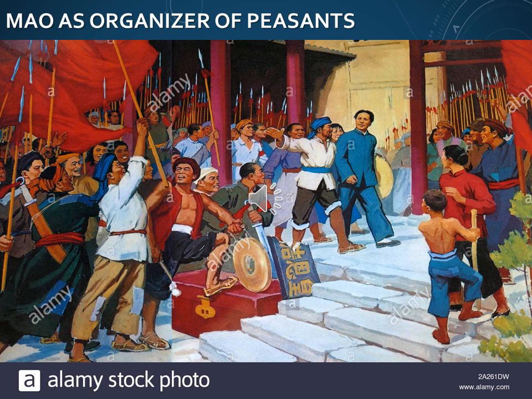Mao as organizer of peasants. Mao now understood that the Kuomintang grip on the towns was very strong, because in the towns you can see the capitalists and the landlords, while the peasants are mostly in the rural areas. So Mao understood that the Kuomintang party was strong in the towns, and he concentrated his energies on organizing the peasantry.